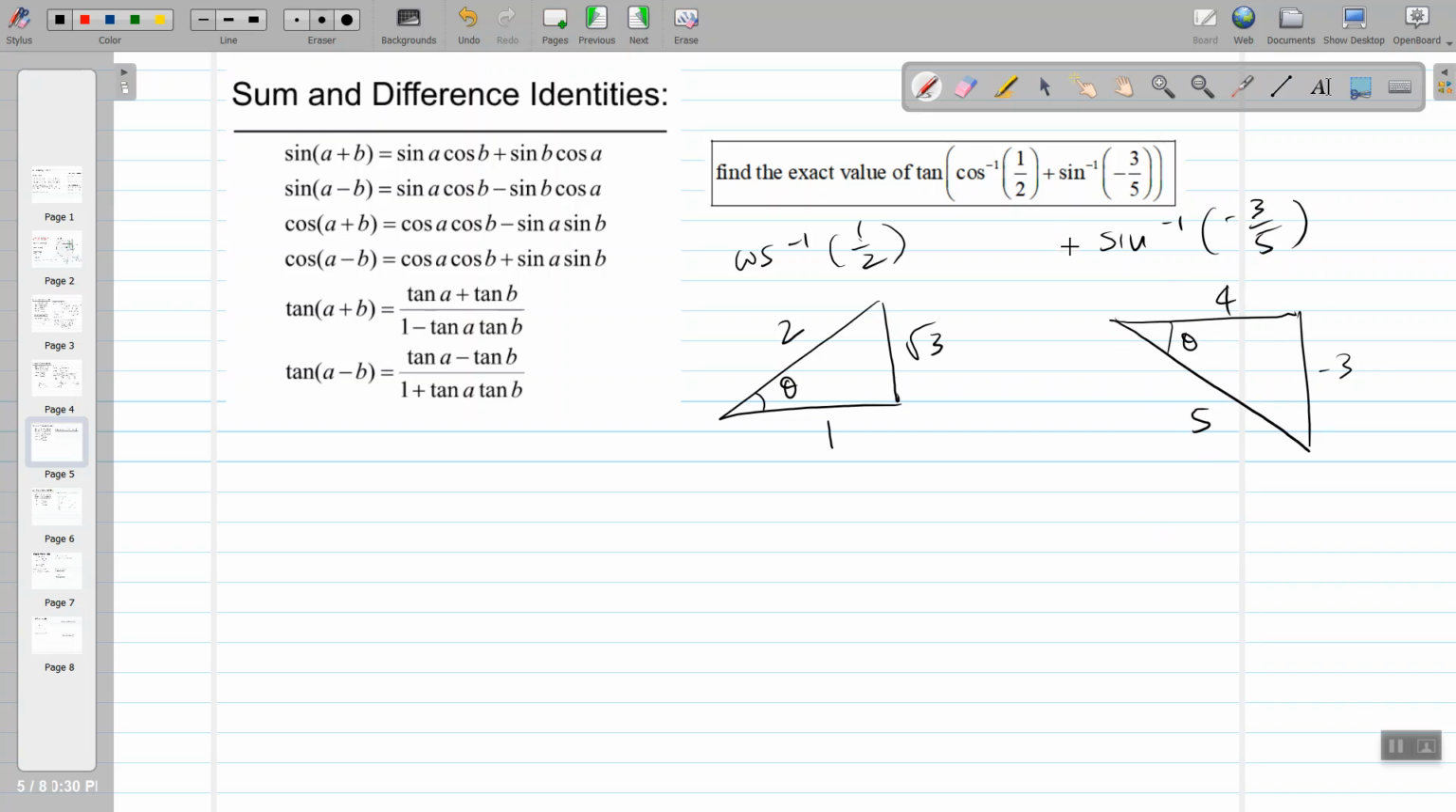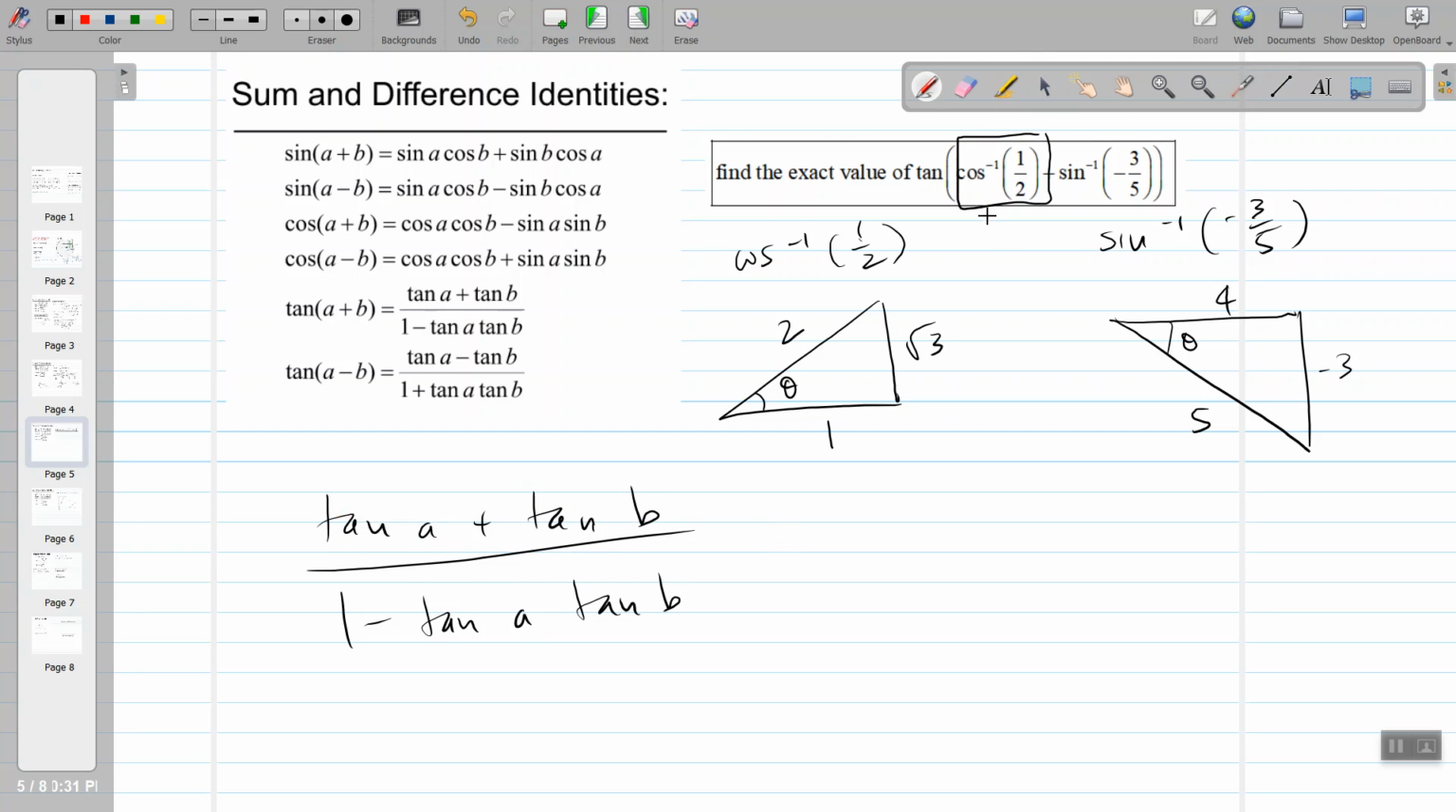All right, so now what I would do is go ahead and let's do our formula, okay? So you know we're going to end up doing tangent of A plus tangent of B over 1 minus tangent A and tangent B. Okay, so this might seem a little weird, but here's the idea here. Okay, so tangent of A, this right here is pretty much your A, and this right here is pretty much your B.